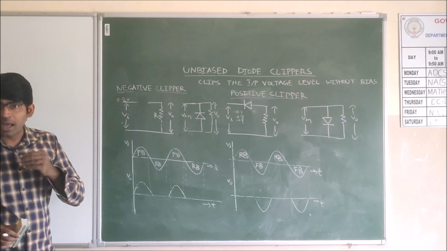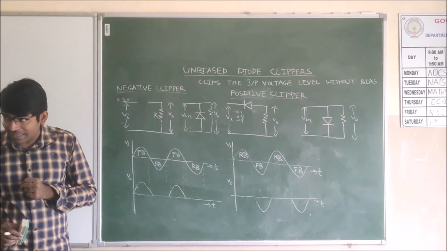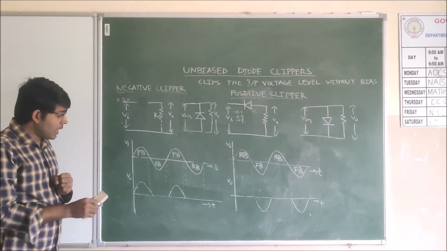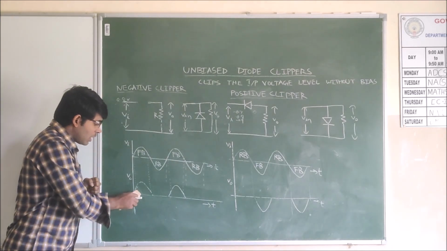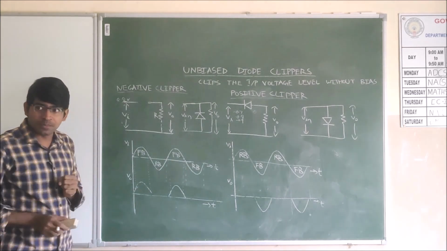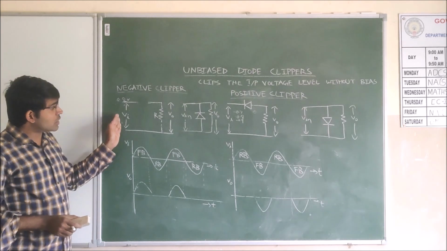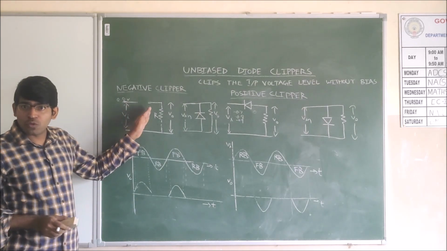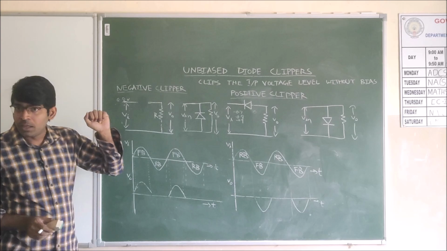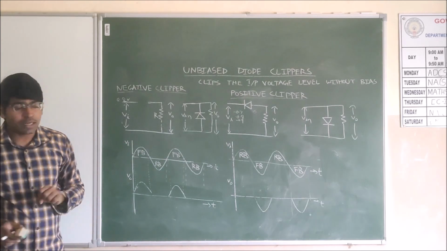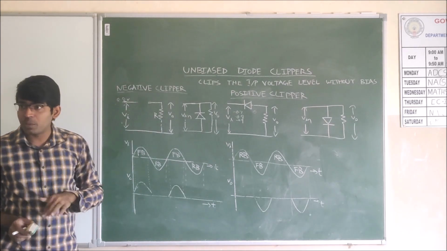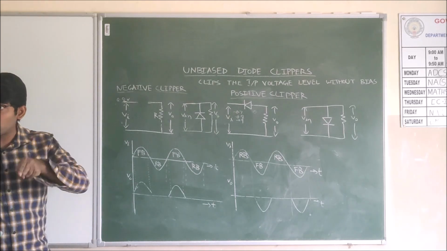But as we already discussed the practical scenario, the entire positive waveform will not come out across the resistor, because during the starting 0.1, 2, 3, 4, 5, 6, 7 volts, the diode will take that voltage and it will not supply any voltage to the resistor, because the diode is not forward biased.